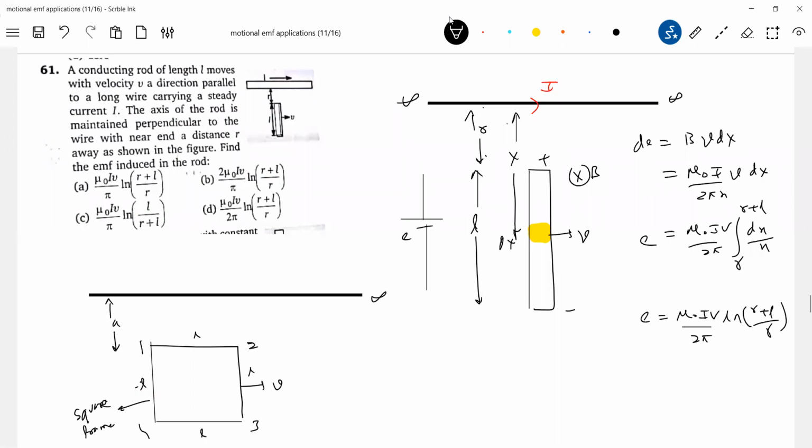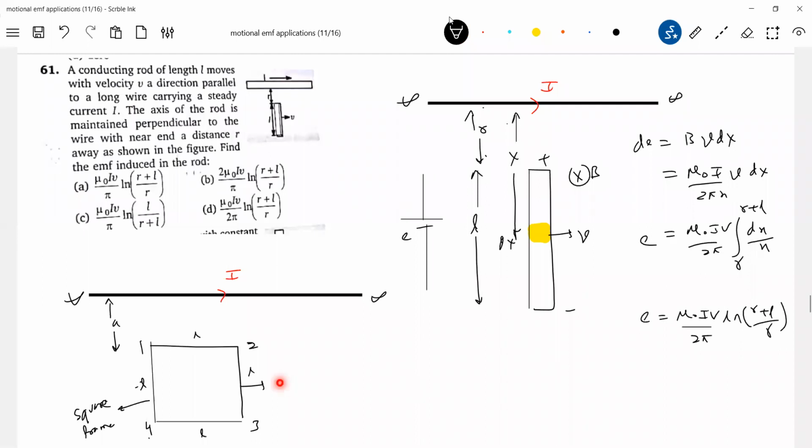Nearby this long current carrying wire, I'll move in now a square loop. Square frame or loop. Side length of the loop, let it be L. 1, 2, 3, 4 is a square frame. I'll move it with a constant speed.